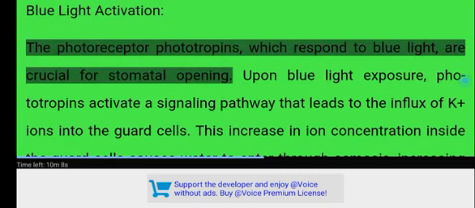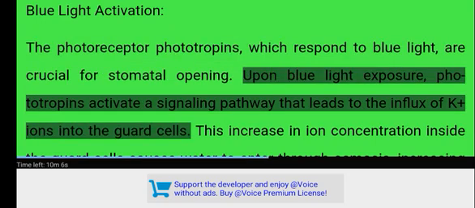Blue light activation. The photoreceptor phototropins, which respond to blue light, are crucial for stomatal opening. Upon blue light exposure, phototropins activate a signaling pathway that leads to the influx of K+ ions into the guard cells.